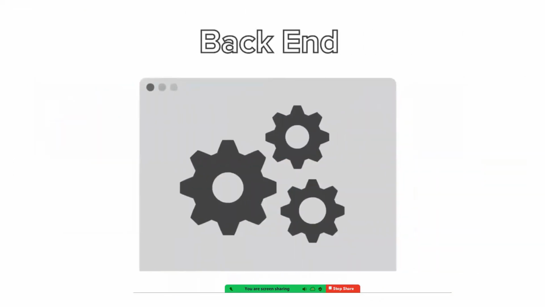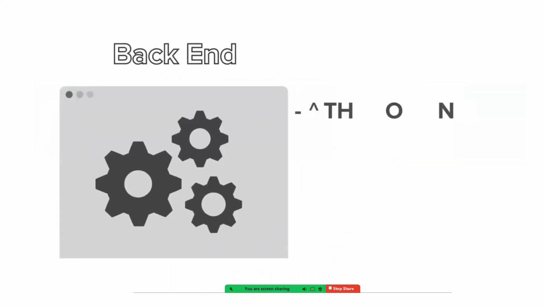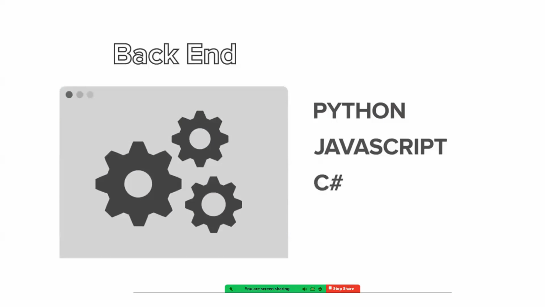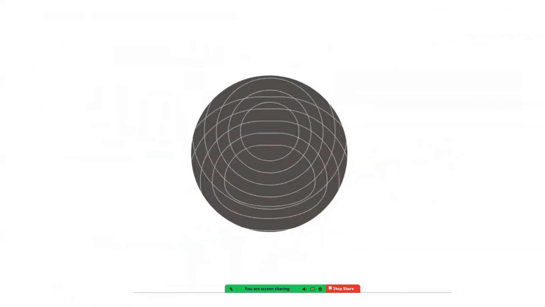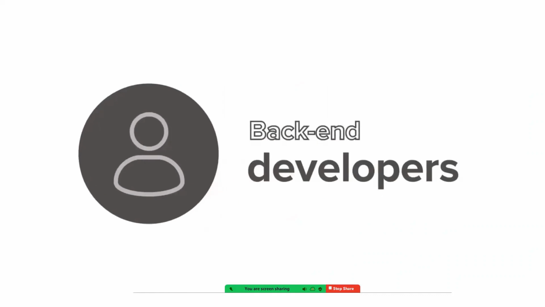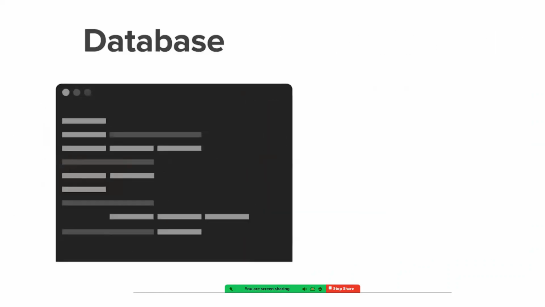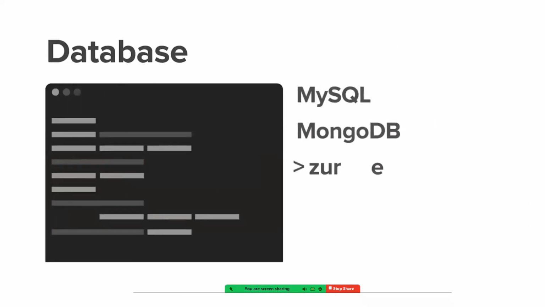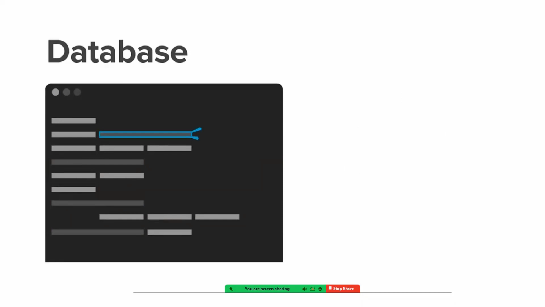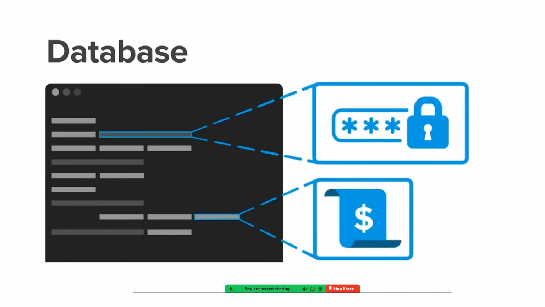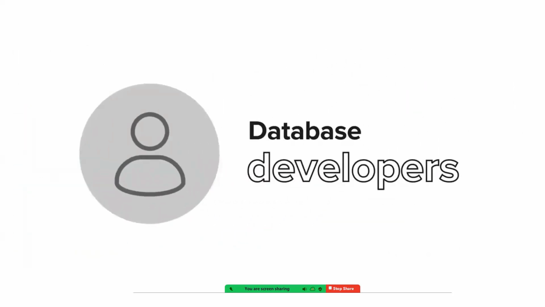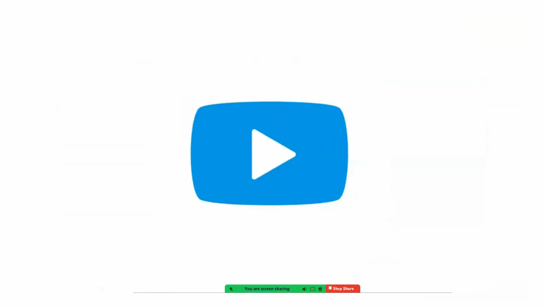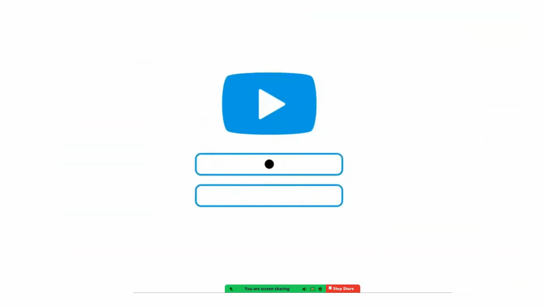The back end, or the server, is the brain of the web page. Some of the popular programming languages used in the back end are Python, JavaScript, and C#. The back end dictates what happens when something is interacted with on the front end, like clicking a link or signing into your favorite site. The people who work on the back end are known as back-end developers or engineers. The database is where we keep all the data, using programming languages such as MySQL, MongoDB, or Azure. This is where we keep all the data like login information, account balances, and anything else we might need to access later on. The people who work on the database are known as database developers or engineers. For example, when you log into your favorite video streaming service, you type in your email and password on the front end.